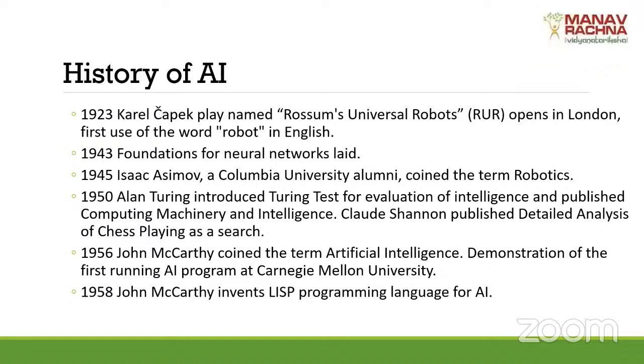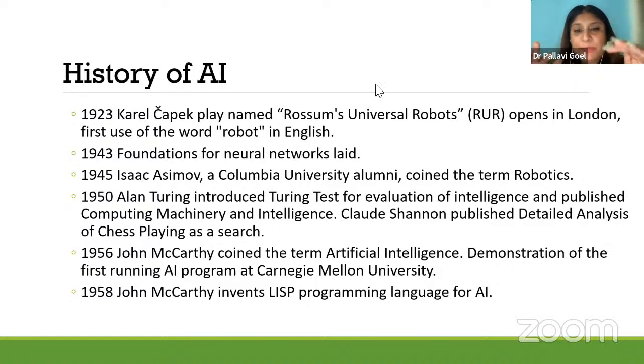In 1950, Alan Turing, because on these people's basis we are having the algorithms also, introduced the Turing test for evaluation of intelligence and published Computing Machinery and Intelligence. Claude Shannon published a detailed analysis of chess playing as a search. 1956, John McCarthy coined the term artificial intelligence, with the demonstration of the first running AI program at Carnegie Mellon University. 1958, John McCarthy invents Lisp, a programming language for AI.